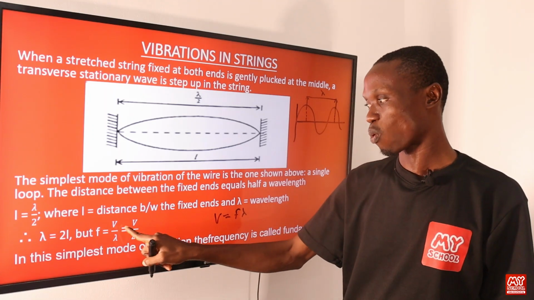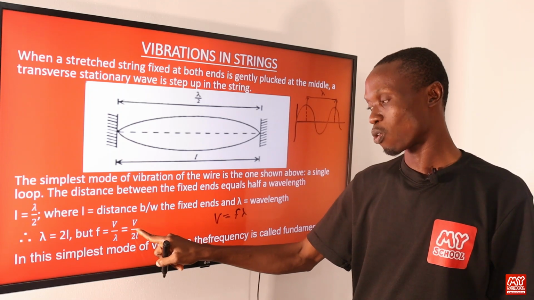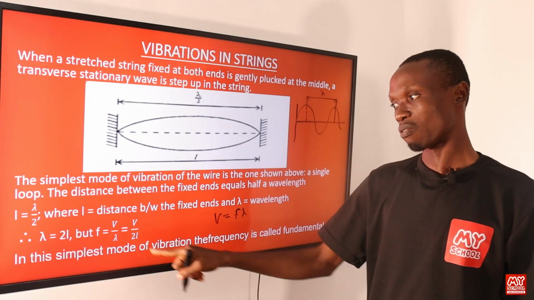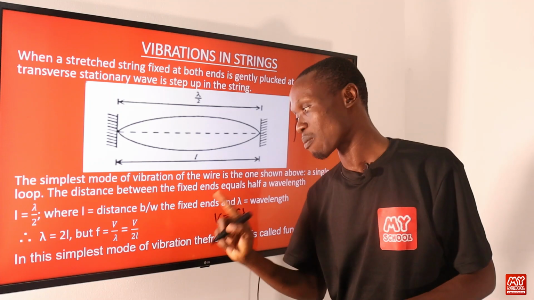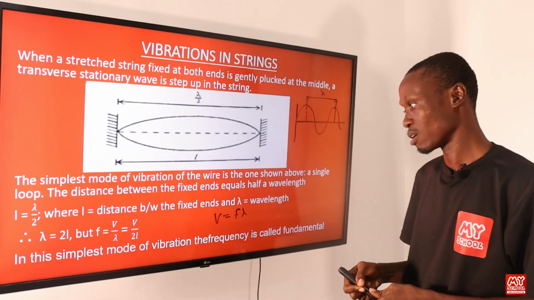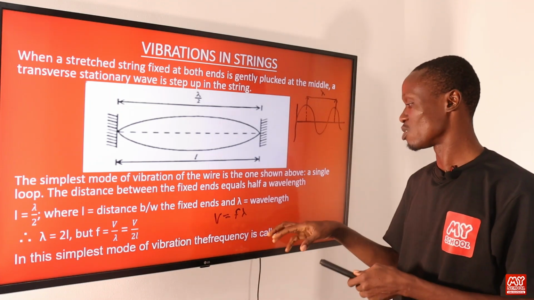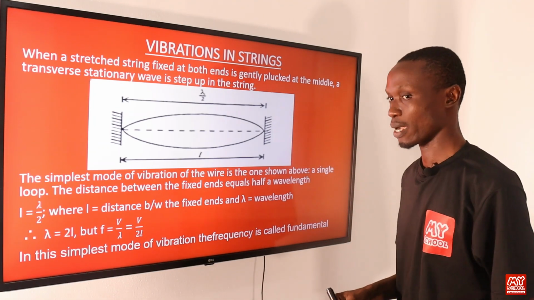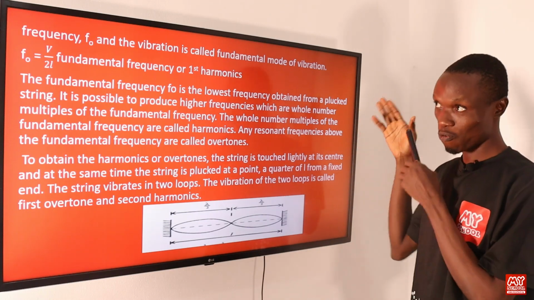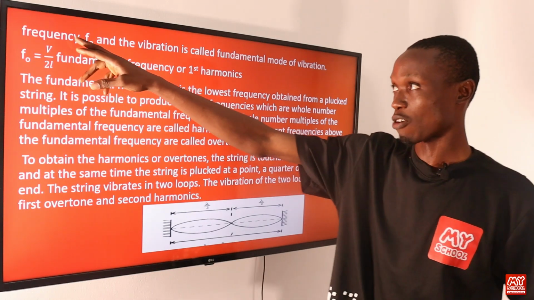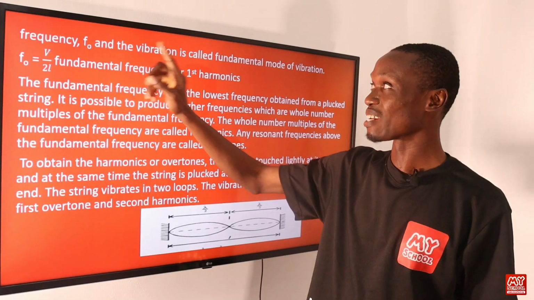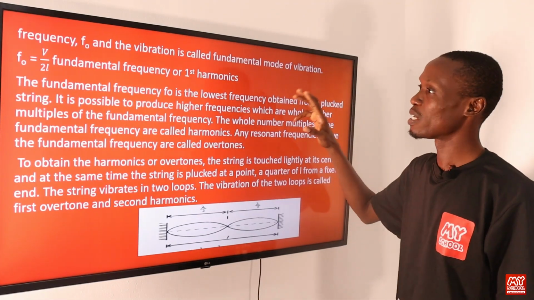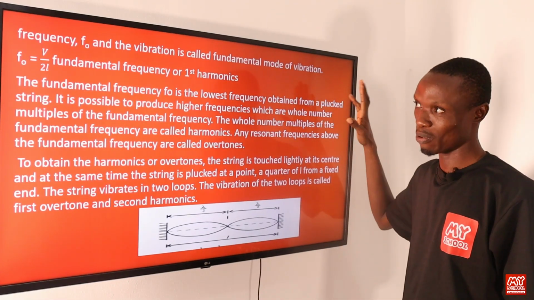So that F is now equal to velocity over 2L, right? And this is the simplest mode of vibration. Okay, so the frequency in this case is now referred to as the fundamental frequency. So let's move to the next slide. So that frequency is called the fundamental frequency F0, right? And the vibration is called the fundamental mode of vibration.